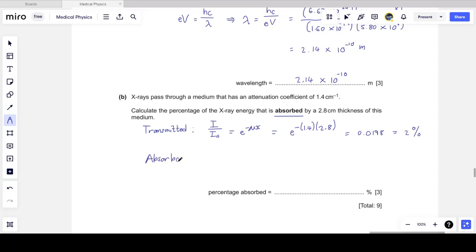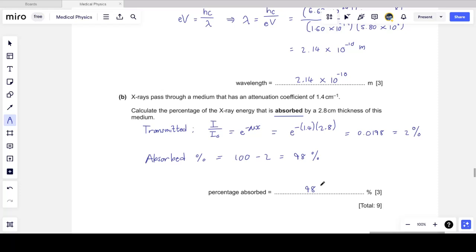So how much exactly is absorbed? Well, everything besides the 2%. So the absorbed percentage, since that's what the question asks for, is 100 minus 2, 98%. So 98% of the incident X-ray is being absorbed, and only 2% is allowed to be transmitted through, which is essentially what we want for X-rays. Unlike with ultrasound waves, where we want a reflection, with X-rays we want much of the X-rays to be absorbed, and the little that goes through can then expose the film on the other side. So the percentage absorbed is 98%.